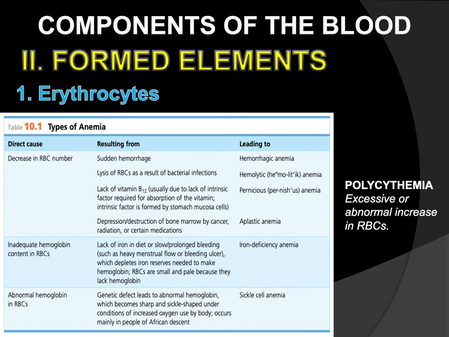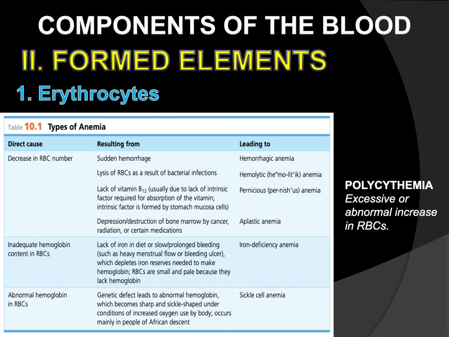Another is a decrease in RBC because there is insufficient vitamin B12 or cyanocobalamin. It's the intrinsic factor that is important to be able to absorb the vitamin, and that intrinsic factor is formed by the stomach or the GI tract. If there is such a reason, we call that pernicious anemia.